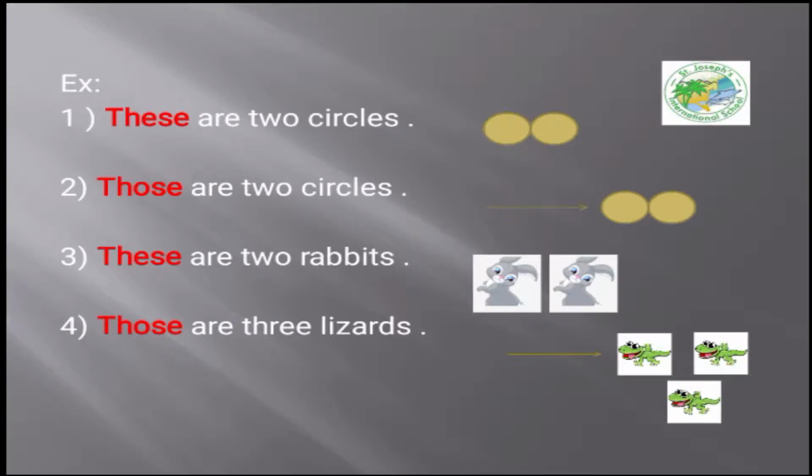What about the lizards here? We have 3 lizards here. Are they close to the sentence? No, they are far from the sentence. So I use those are 3 lizards. Those are 3 lizards.